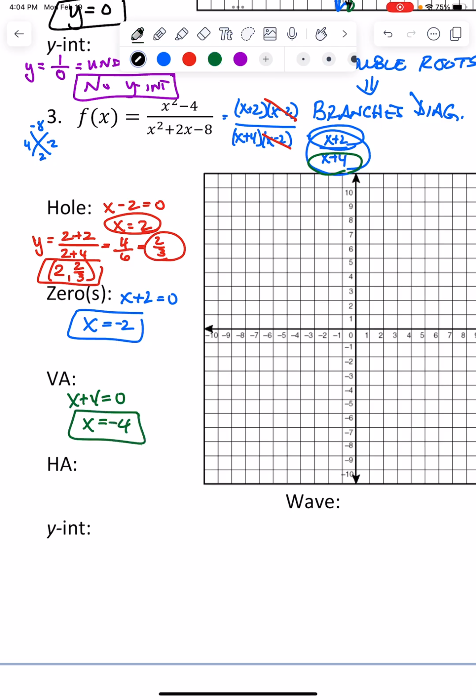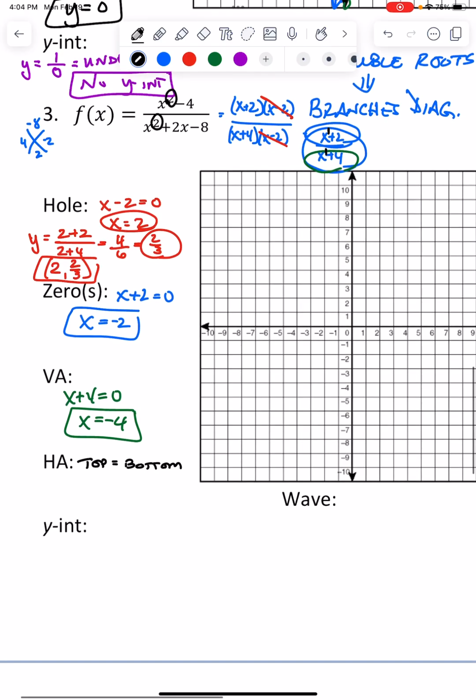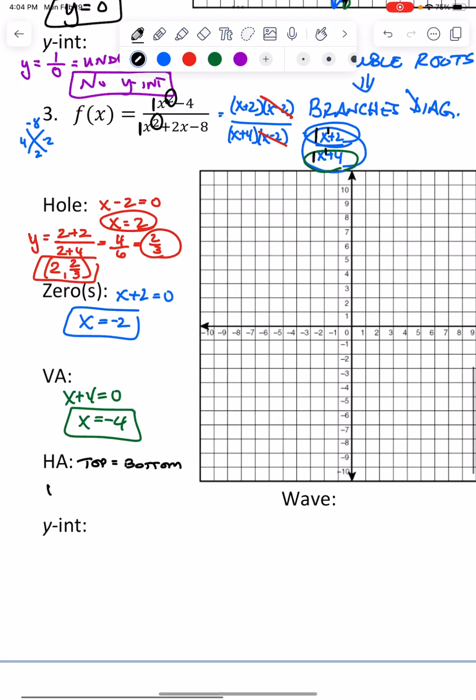Horizontal asymptotes, we look at the degree. So degree of the top is 1, degree of the bottom is 1. Or if you look at the original one, 2 and 2, they're equal, right? So top is equal to the bottom, so we take the leading coefficients. So we've got leading coefficients are 1 and 1, or again, 1 and 1. So y equals 1.